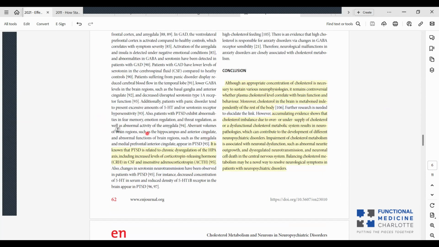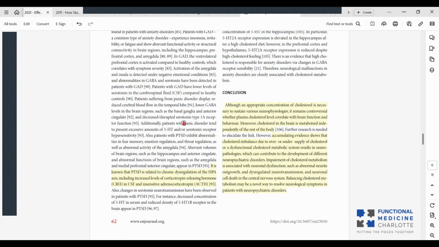In anxiety disorders, it is known that PTSD is related to chronic dysregulation of the HPA axis, including increased levels of corticotropin-releasing hormone and insensitivity to adrenocorticotropin hormone. So again, if we have stress and stress response dysfunction, that leads to PTSD, which is a psychiatric disorder. So again, we would want to address the triggers and address the actual causes rather than just medicate someone and leave them with the triggers.